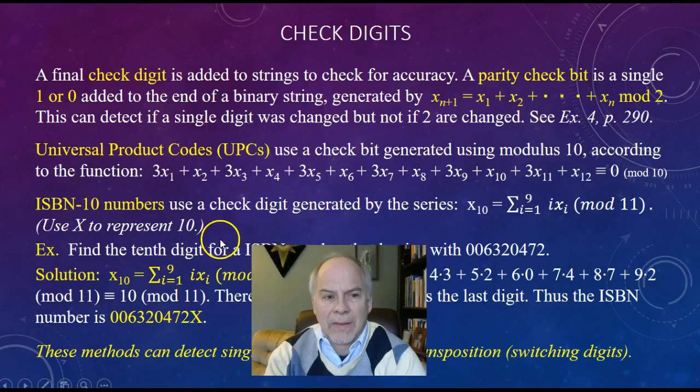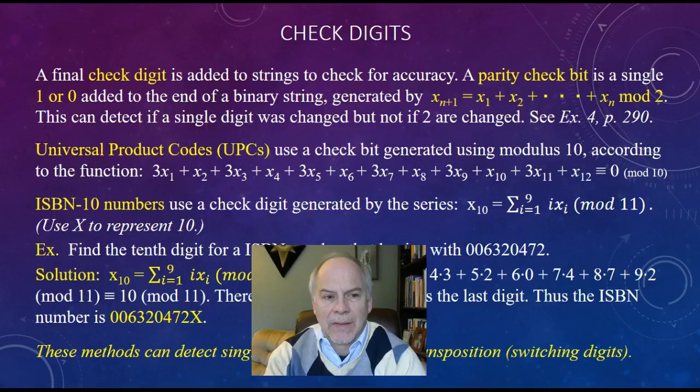understanding of this. Now, universal product codes, UPCs, use a check bit generated using modulus 10 according to the function 3 times x1 plus x2 plus 3 times x3 plus x4 plus 3 times x5 plus x6, etc., all the way to x12. And then it calculates that in mod 10.